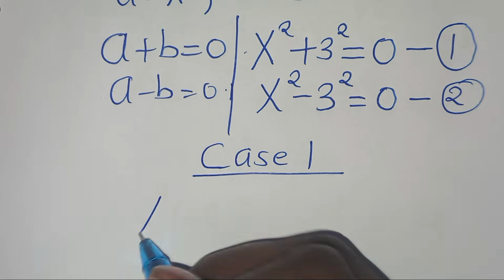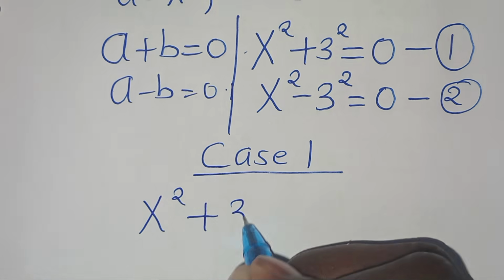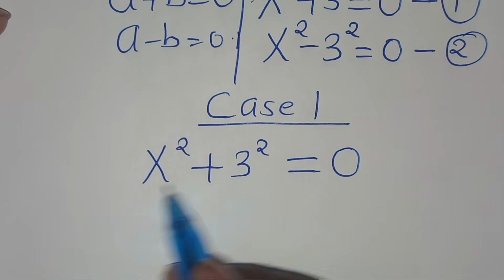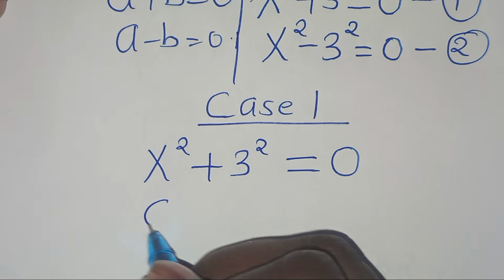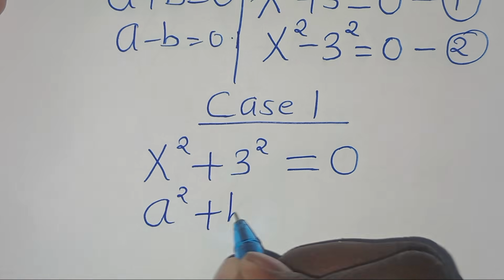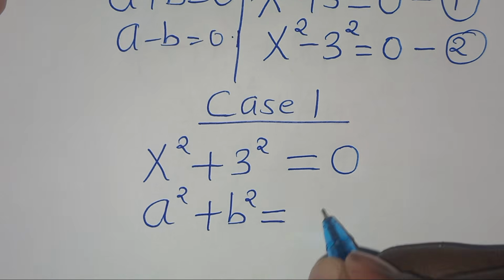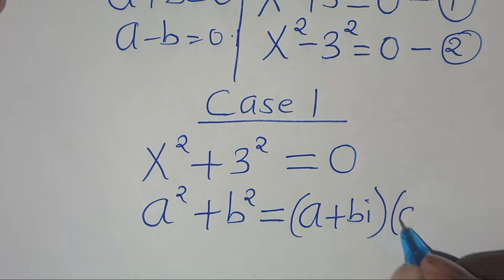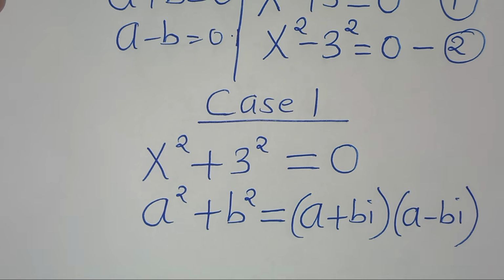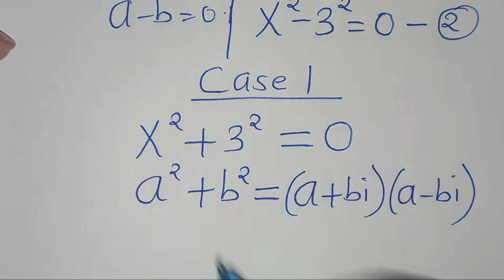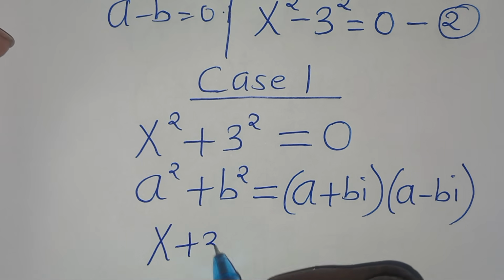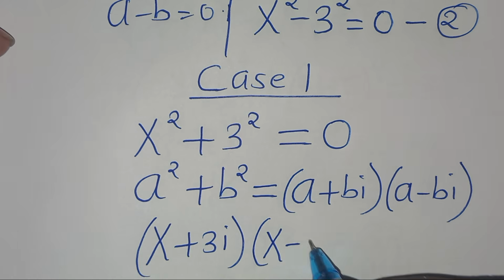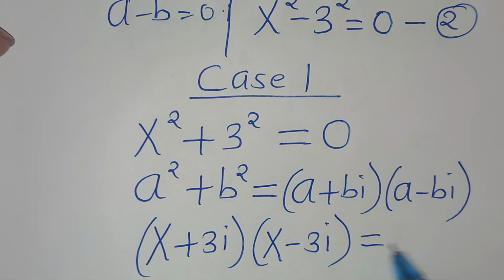In case 1, we have x to the power of 2 plus 3 to the power of 2 equal to 0. This equation here is of the form a squared plus b squared, which we can express as a plus bi multiplied by a subtract bi. So here we have x plus 3i multiplied by x subtract 3i, equal to 0.